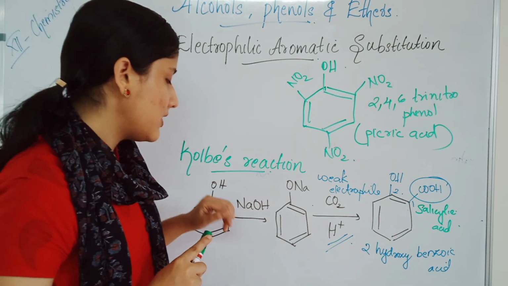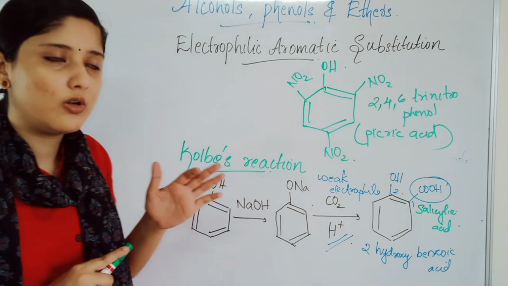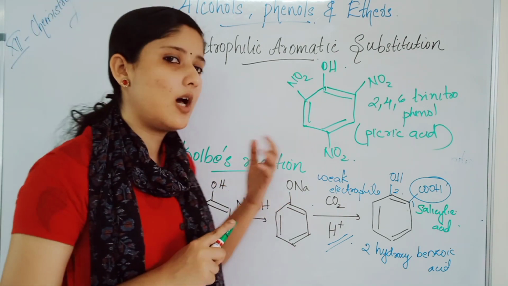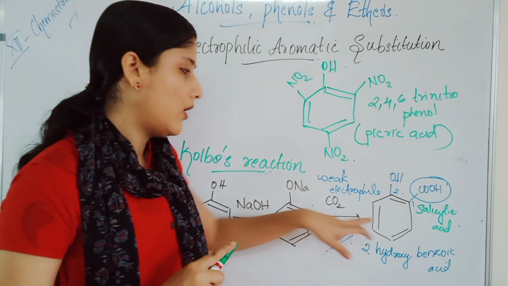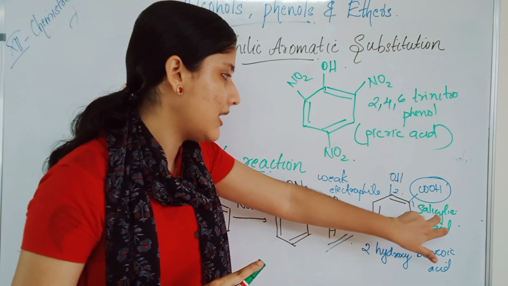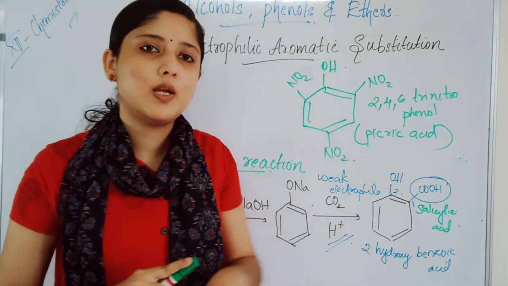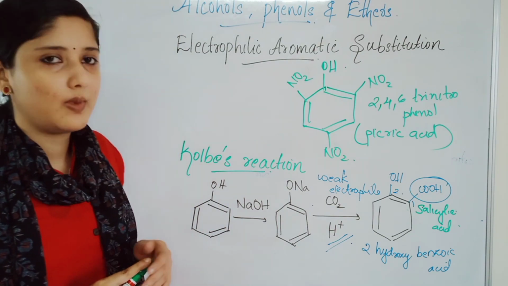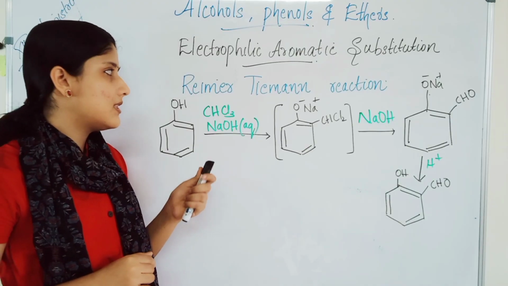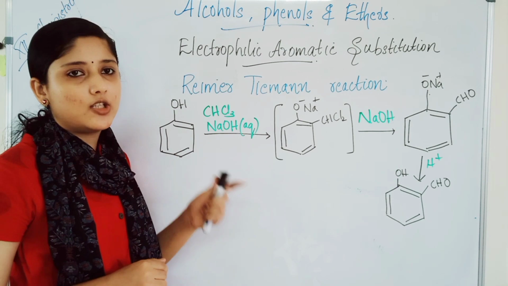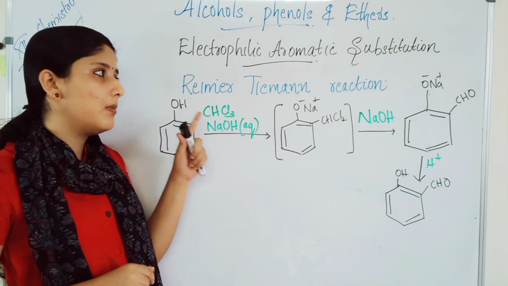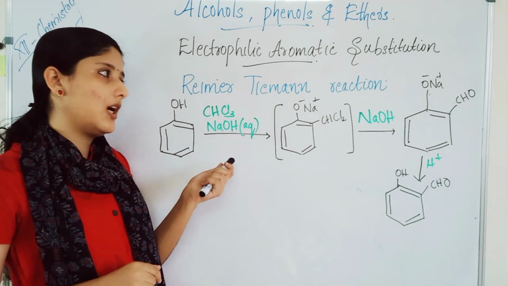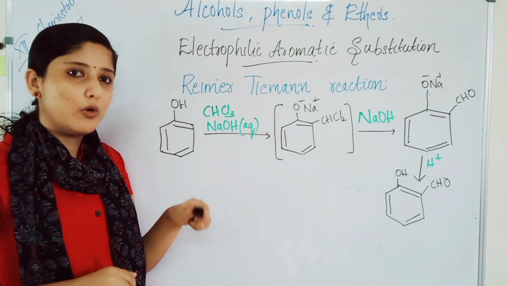And the last reaction we studied is the Kolbe's reaction. Sodium phenoxide will react with carbon dioxide, and when we acidify it with H plus, we will get what? Salicylic acid, or 2-hydroxybenzoic acid. So students, this Reimer-Tiemann reaction that we are going to study now is an important reaction, usually asked in your board exams also.